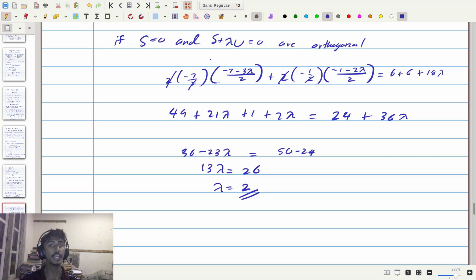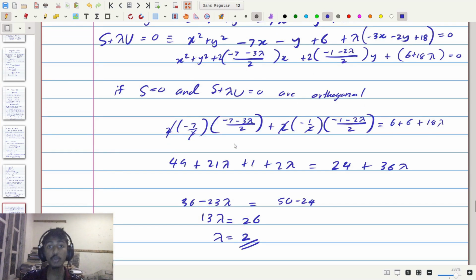So therefore our final answer is lambda equals 2. Lambda equals 2 is the value of lambda for which the circles s equals 0 and s plus lambda u equals 0 are orthogonally intersecting each other. And with that, we are done with this question.